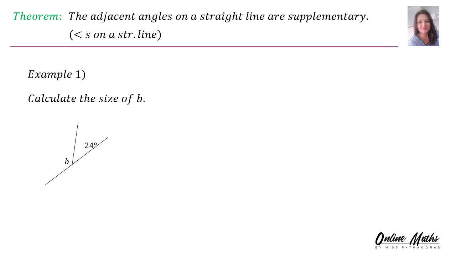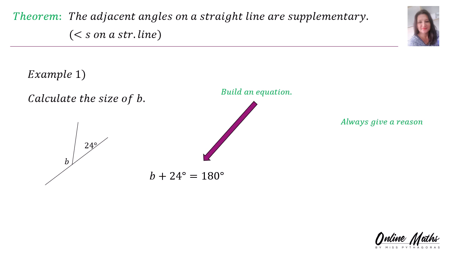Now let's look at the example. The question says, calculate the size of B. When you go to the little sketch there, you can see that there's a straight line and then there's two adjacent angles. So therefore we can start by making a little equation. The equation will be B plus 24 is equal to 180 degrees. And because you made that statement, you also have to always give a reason for your statement. And your reason is angles on straight line.